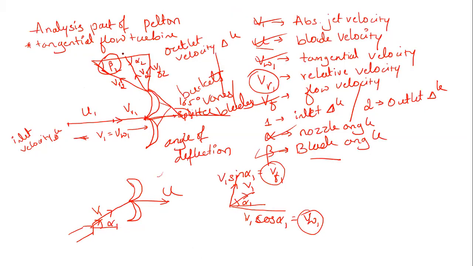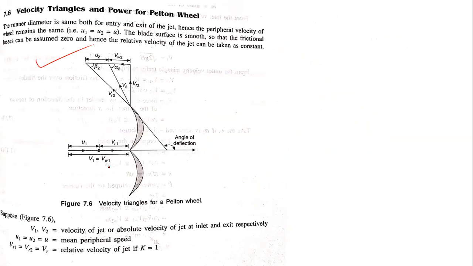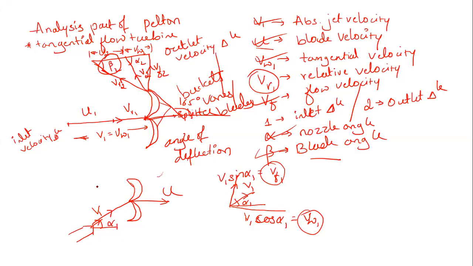So this is VW2 and this is Q2. This is important here. You should know the velocity triangles for a Pelton wheel, otherwise it becomes difficult for you. Okay, so these are the things. With these things, let's start the derivation of the work done. All the explanation which I have already said is over here.